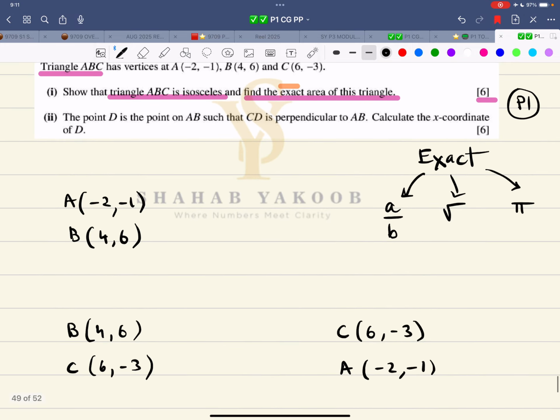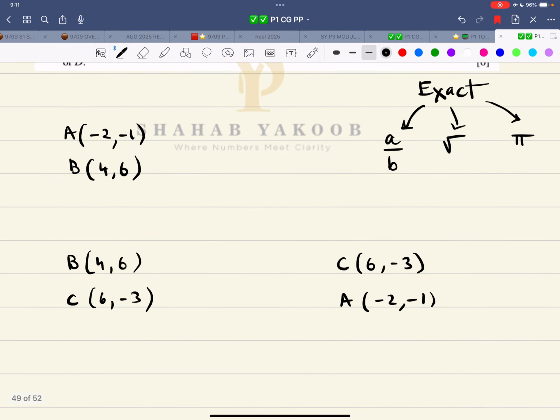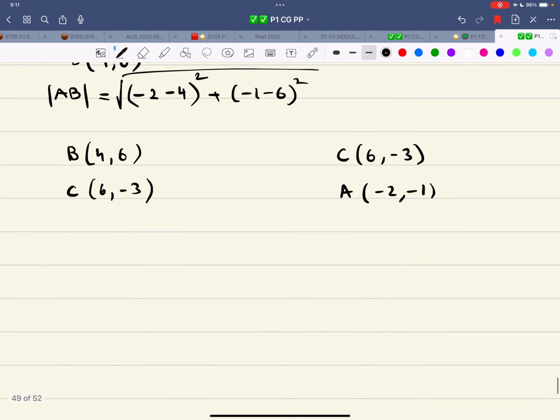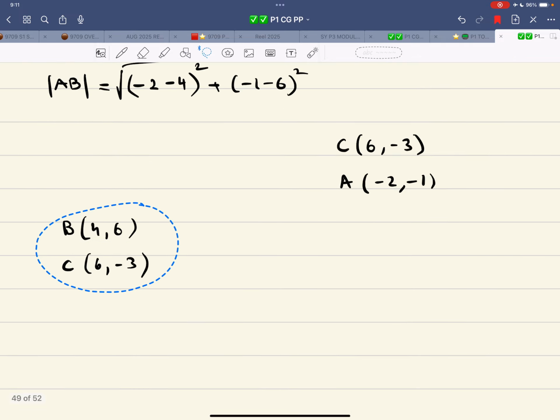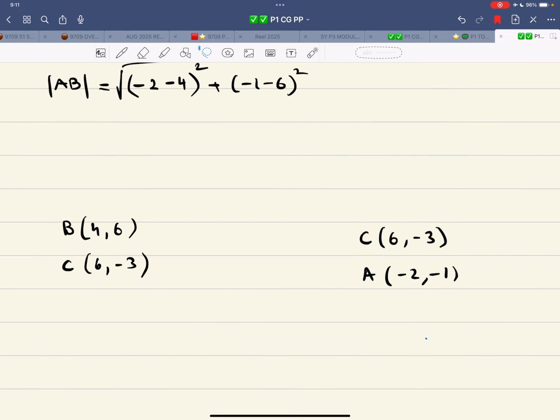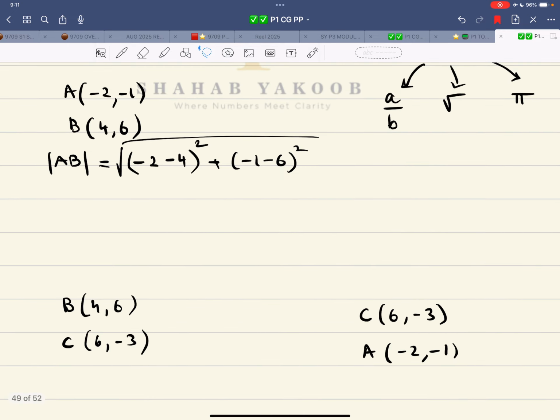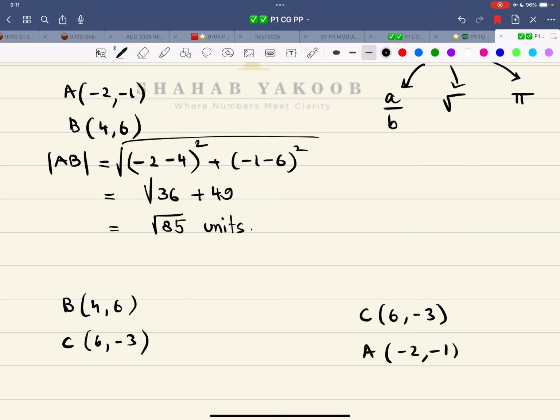So now I have to focus on the distance. If I calculate AB, the length of AB, that is (-2 - 4) whole square plus (-1 - 6) whole square, the whole thing square root. And let me create some more space for this. And over here, what do I get? This is 6 square, which is 36. This is 7 square, which is 49, square root. That comes out to be root 85. Leave the answer as it is.